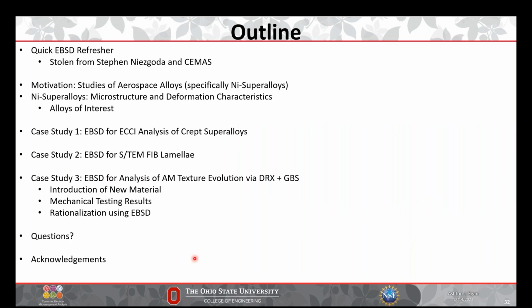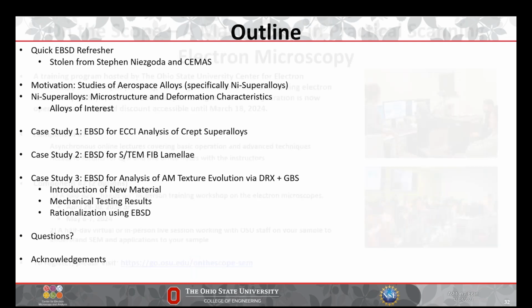And so just to recap, I've talked about EBSD for 3 different cases: for ECCI analysis, and then parallelly using Euler angles, once we have this ECCI analysis, to extract FIB lamellae, which we can basically not tilt very much and we're good for atomic resolution. And then a third case where we used EBSD to analyze the texture of these Ti-64 bars that underwent dynamic recrystallization and grain boundary sliding. Yeah, and so with that, I'll turn it over to the other folks.